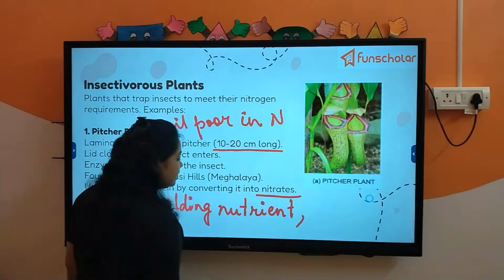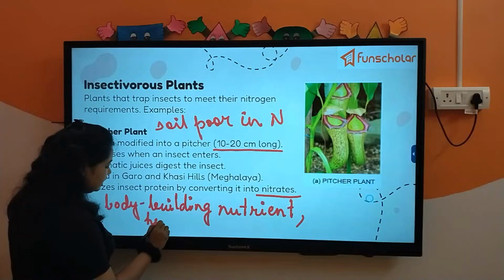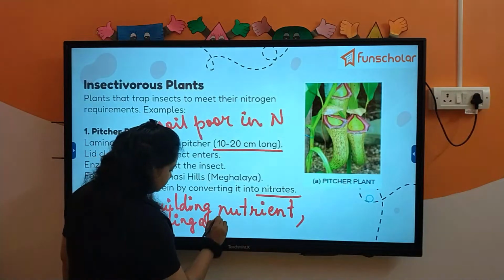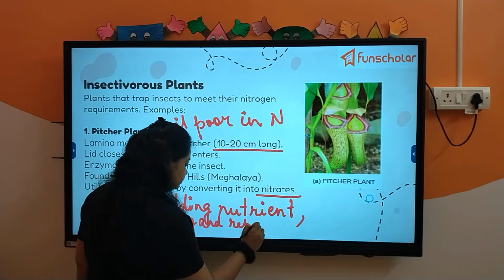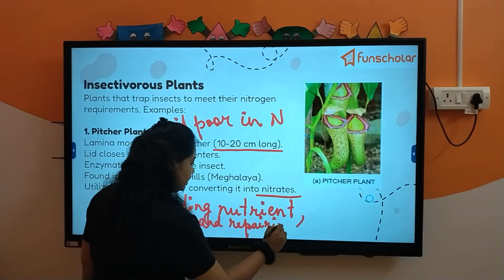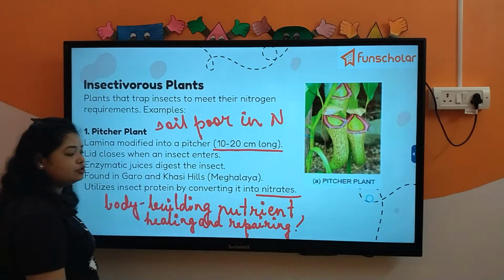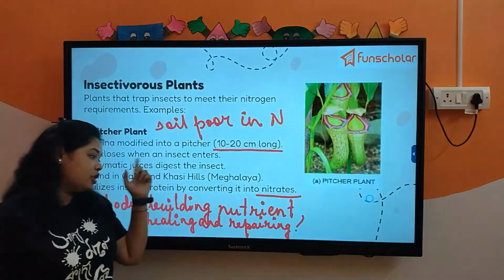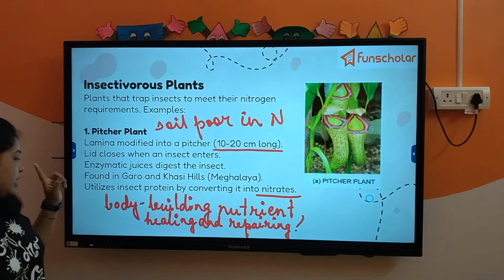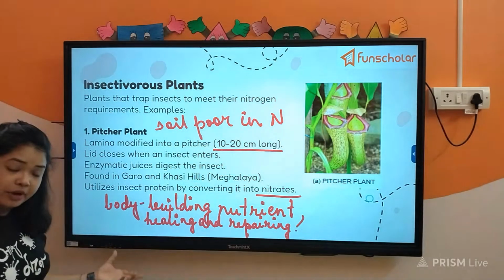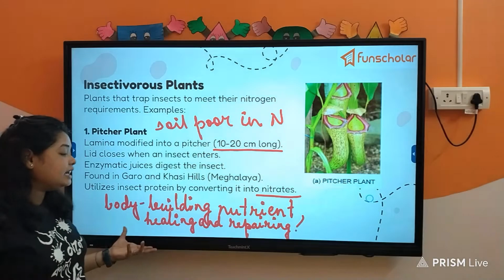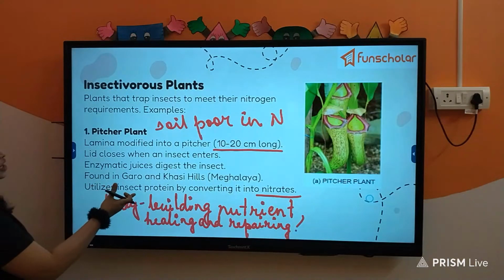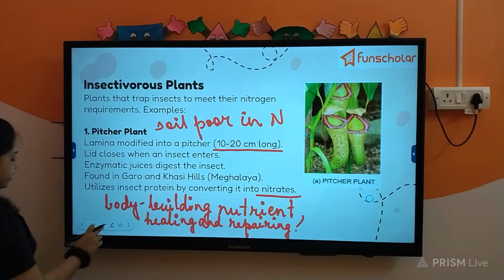And also another thing is that it helps in the healing process and repairing, right? So therefore nitrogen in the form of nitrates is required by the insectivorous plants in order to build protein, which is used for the growth and development of the plant body and also in the healing and repairing process. And these pitcher plants are usually found in the Garo and Khasi hills of Meghalaya.